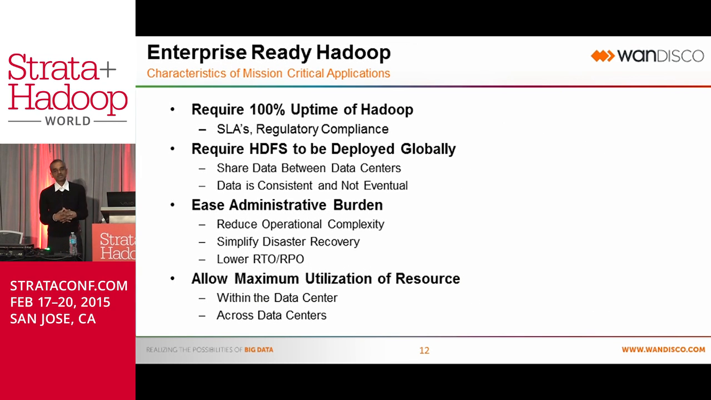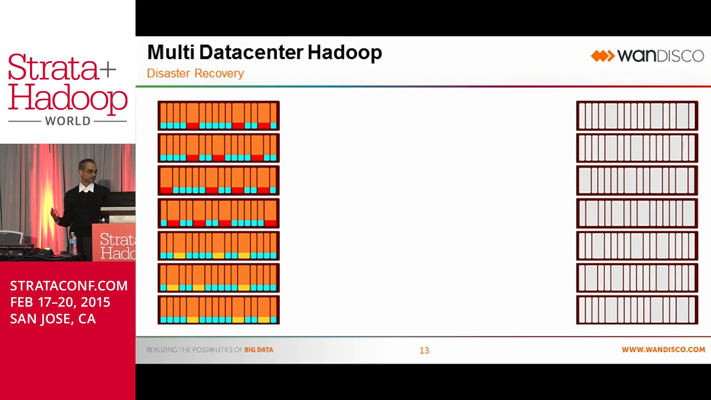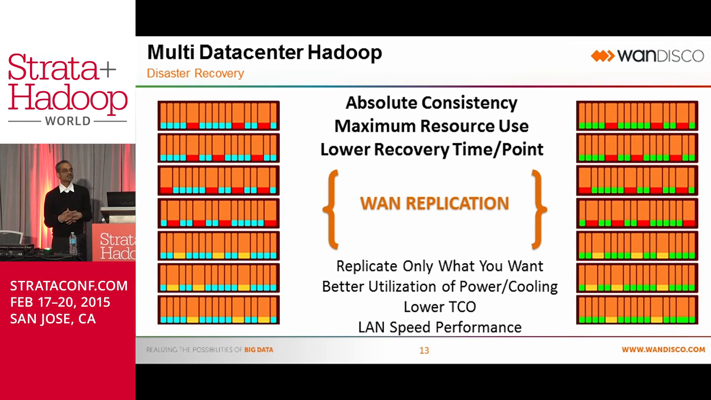So one of the things that we really think we need to address for enterprises to easily deploy Hadoop is 100% uptime in all data centers. HDFS needs to run across multiple data centers because you are ingesting data from multiple sources. You want to run your analytics against all of those. This should not cause an increase in administrative burden, and resource utilization should be maximized. You cannot afford to run half of your cluster nodes in standby mode. Again, this is a pictorial depiction of what I've just talked about.